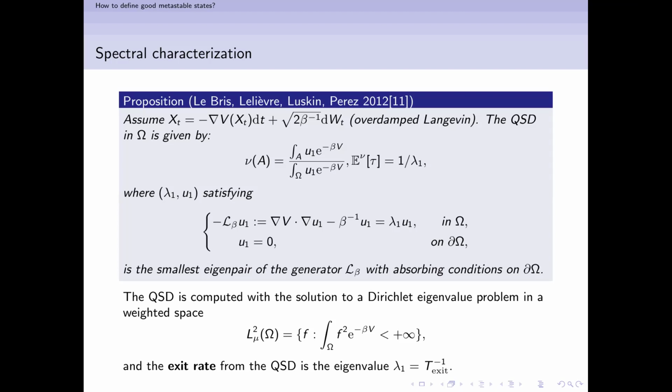Okay, but the main point I want to drive home is that this lambda 1, the eigenvalue, is the inverse of the exit time. It's the thing you want small to make the algorithm very efficient. You want to be stuck as long as possible.